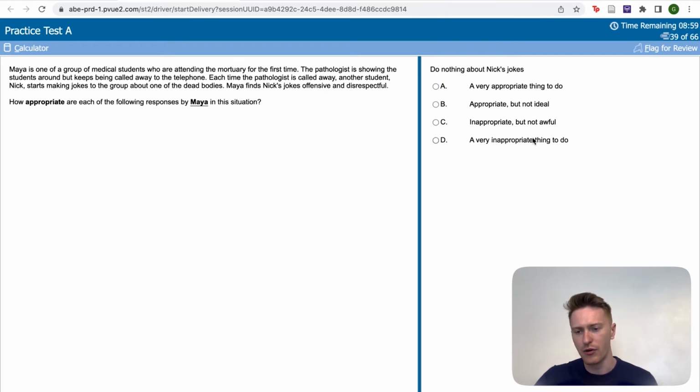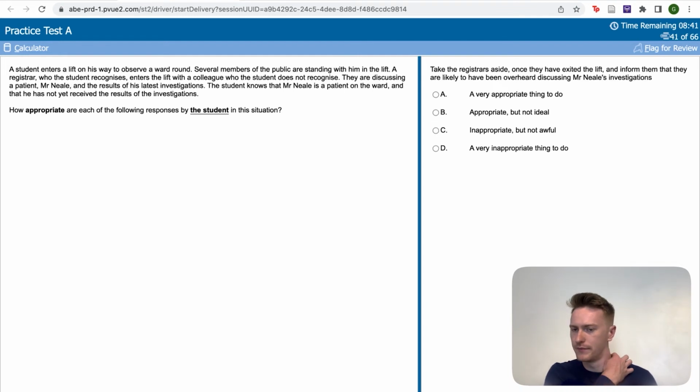"Do nothing." Inappropriate. Always inappropriate. "Tell Nick in front of the rest of the group to stop making such comments." This is a lot more confrontational. So it's either B or C. Is it a good thing or is it not? I think it's a good thing. It deals with the problem, but it's not doing it in the best way.